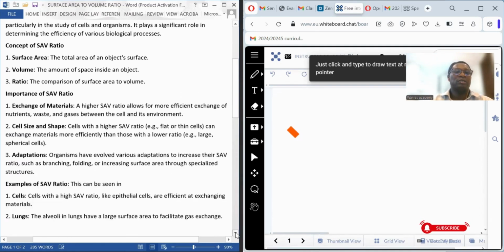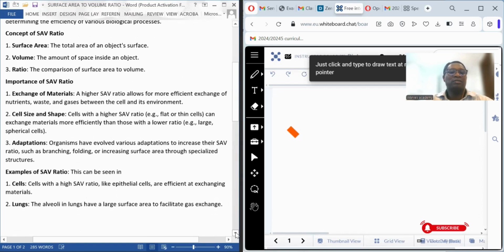Let's see some concepts in surface area to volume ratio. Surface area is the total area of the surface of an object. So in some cases, the more complex an organism is, the lesser the surface area. Volume is the amount of space inside an object, while ratio is a comparison of the surface area to the volume. That means the ratio of the surface area to that of what? The volume. So we say surface area is very critical and essential in biological processes.